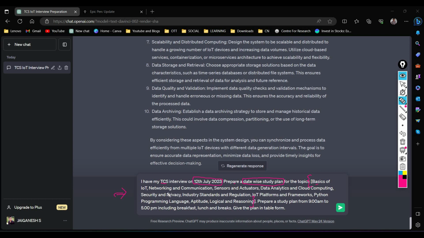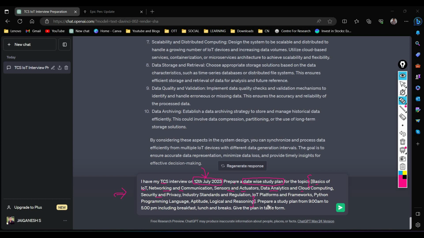So here are the basics of IoT. I need to prepare networking and communication, sensors and actuators, data analytics, cloud computing, security, and so on. So these are all the various topics which I wanted to prepare. My ChatGPT is going to prepare a study plan for me, keeping these topics in mind and keeping this time in mind.